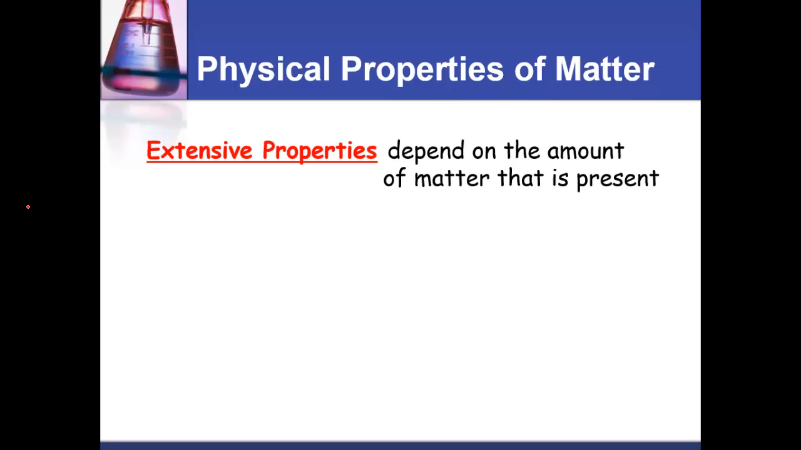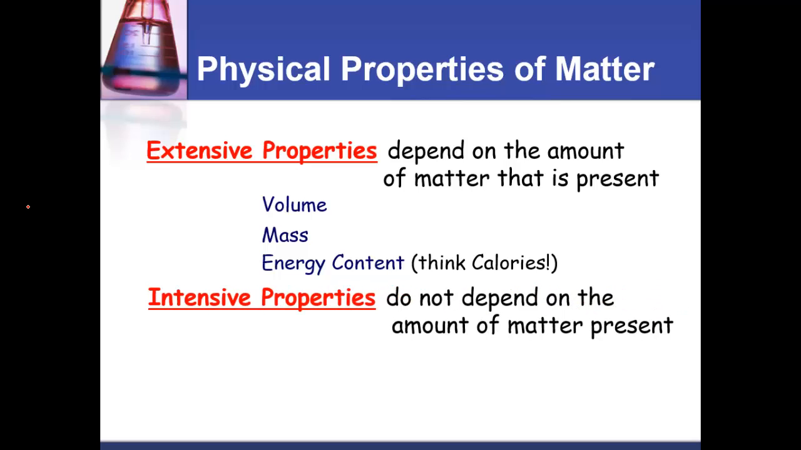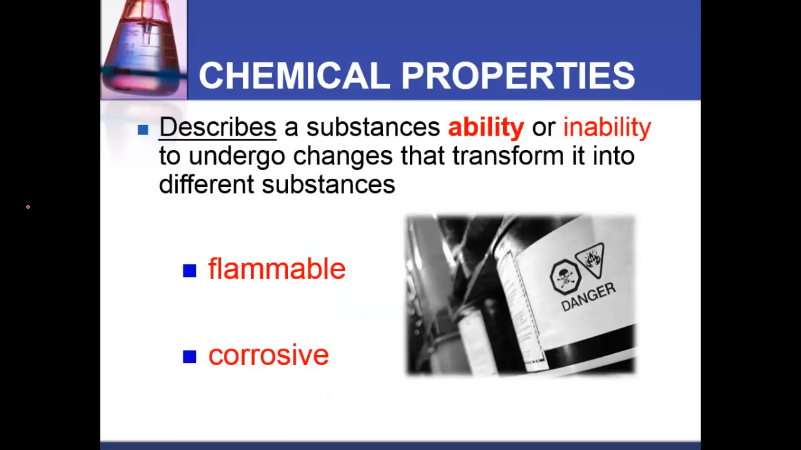Now, extensive properties, a term that we'll talk about a little bit, depends on how much matter is present. So the volume, the mass, the energy content, like calories. So if you eat a lot of pizza versus one slice of pizza. Intensive properties don't depend on the amount that you have. So in an intensive property, the freezing point doesn't matter how much of the material, the boiling point's always the same, the density of a material is always the same. So extensive depends on how much you have. Intensive, it doesn't matter how much you have.